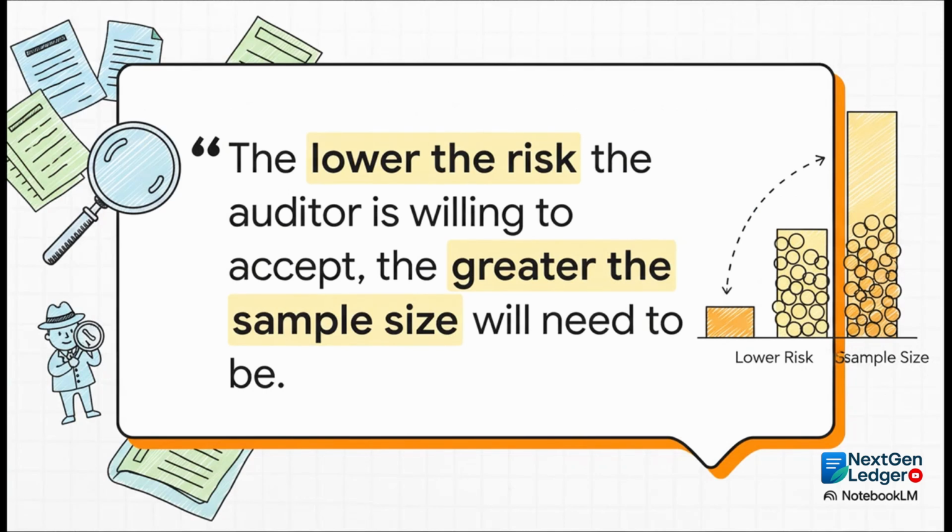And really, it all boils down to this quote. This is the golden rule. The less risk you're willing to take on, the more evidence you need. And that means a bigger sample. It's as simple as that.